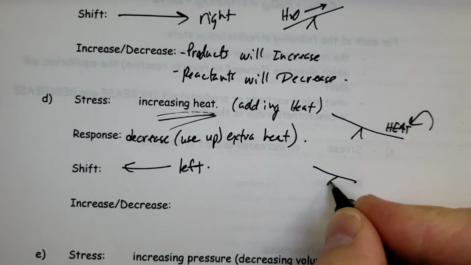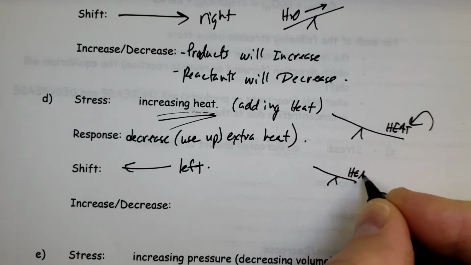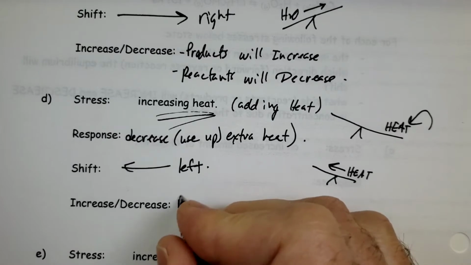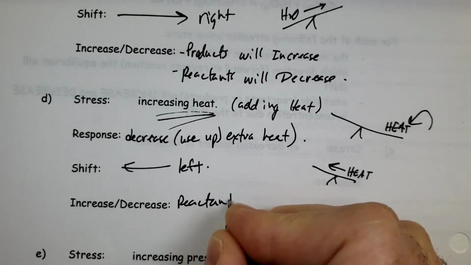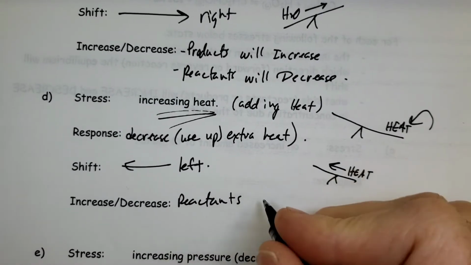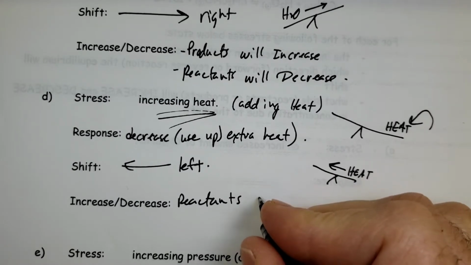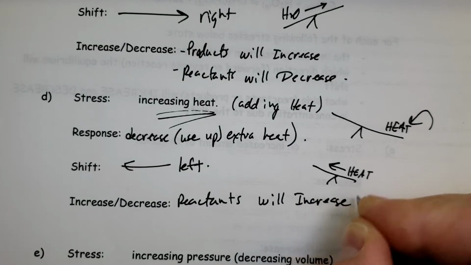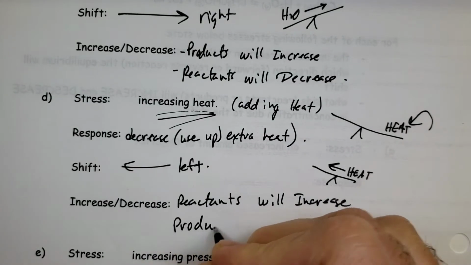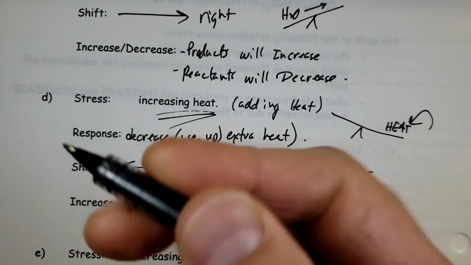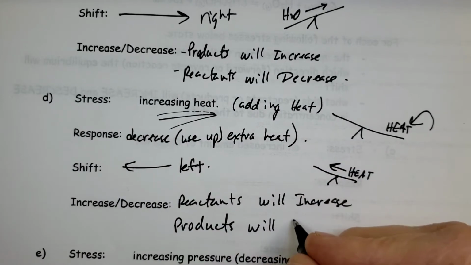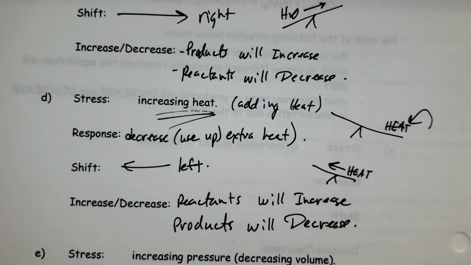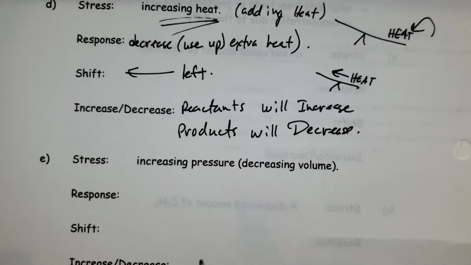because, as you can see, it's heavy on this side, right? So I want it to go this way. So reactants, the side I'm shifting to, is reactants. The side you shift to will increase. And products, the side I'm shifting away from, will decrease. All right, let's take a look at the last part here.